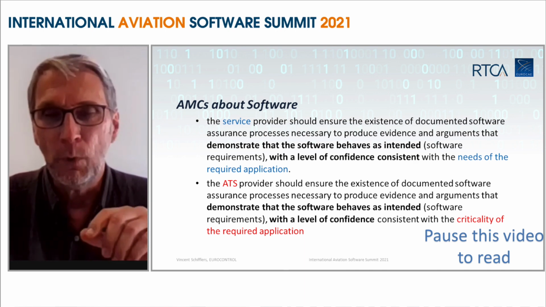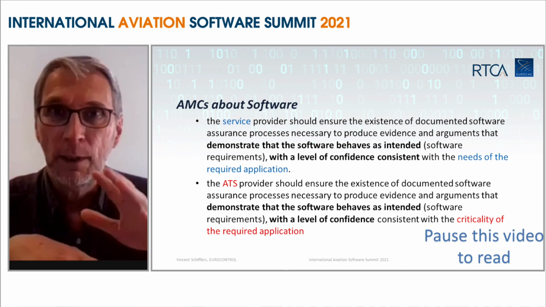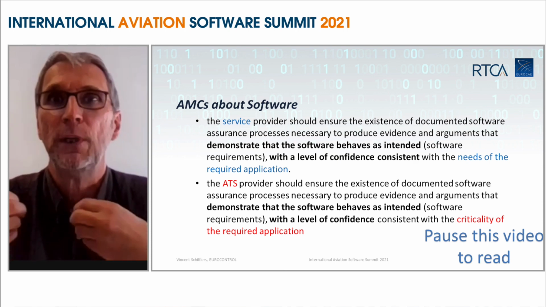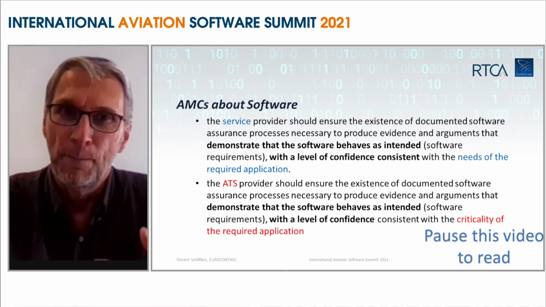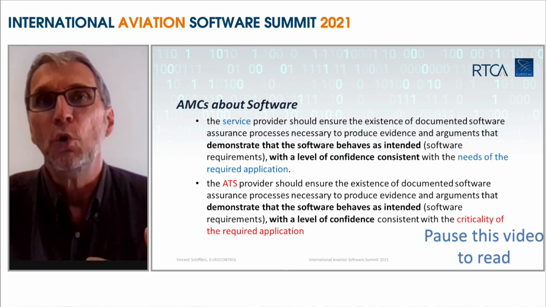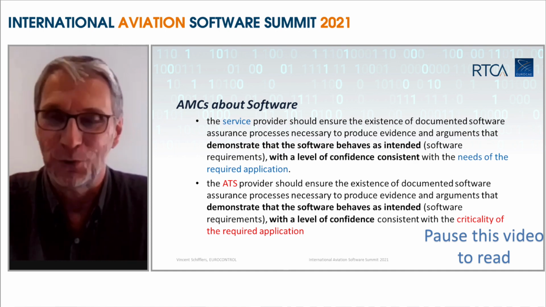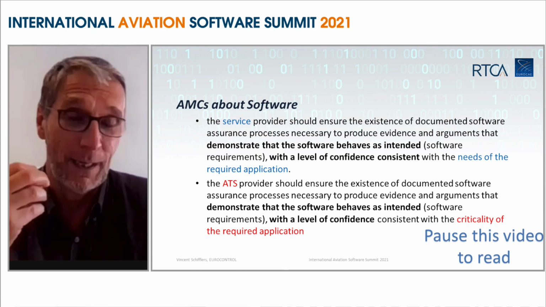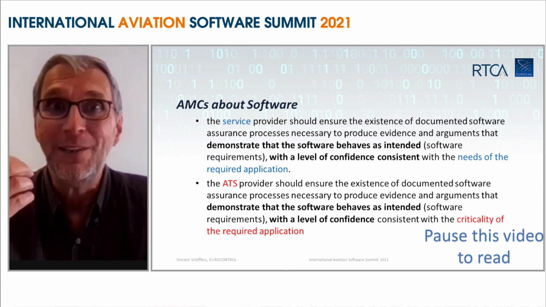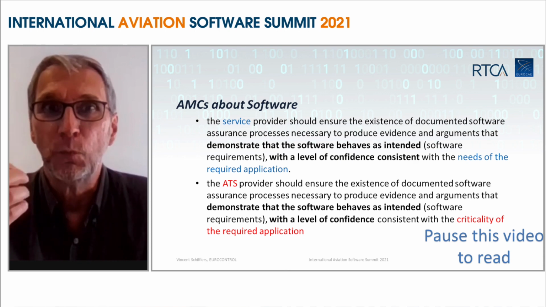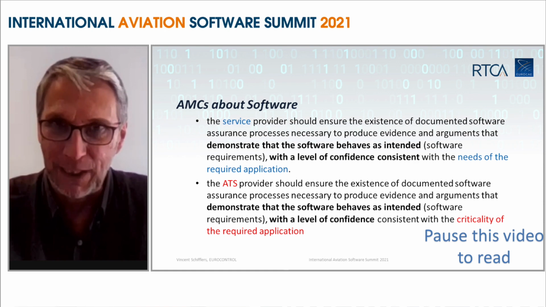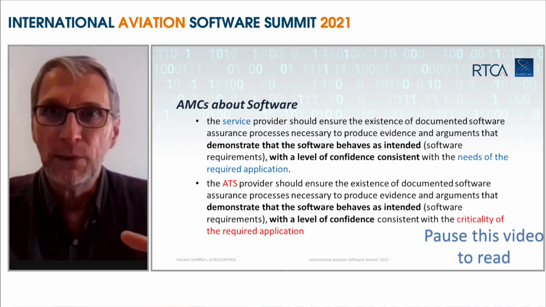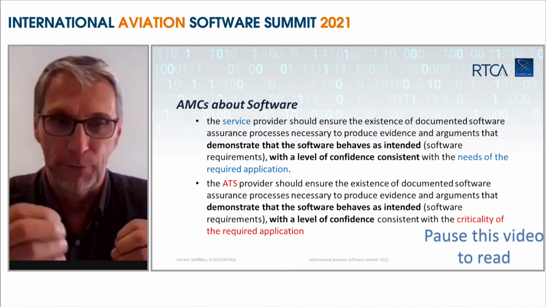That will be very important later when we compare the two approaches proposed by the regulation: for the ATS people, you know about the risk; for the non-ATS people, no clue about the risk because you're just delivering a service. And this is very clear here in this AMC, because for the non-ATS service providers, basically there is a need you have to fulfill. What they have in mind is that the software has to behave as intended, with a level of confidence that is consistent with the needs required by the application. On the other side, the ATS people do have to define the criticality. So for each and every piece of software, they have to decide how critical it is.